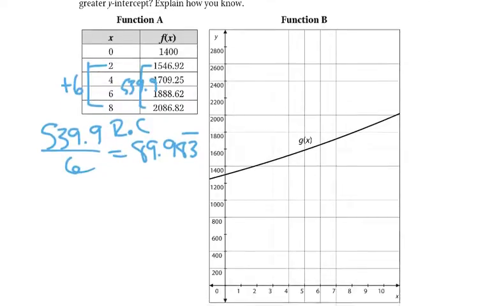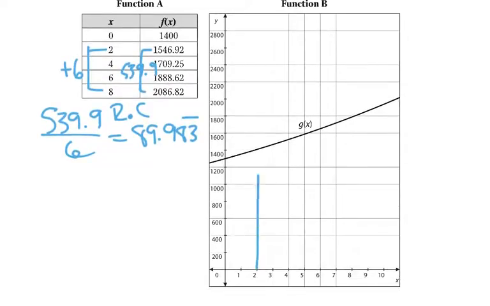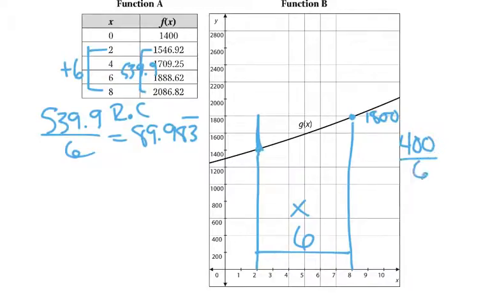Now for the other function we do the same thing. So the interval of 2 is right up there at about 1400. 8, which is nearly at 1800. We'll just estimate up there at 1800. So same distance of 6, that's our x. Change in y here, we go 1800 minus 1400, which is 400. So 400 divided by 6, which gives us 66.6 repeated. So obviously function A has the higher rate of change. It's growing quicker than function B.